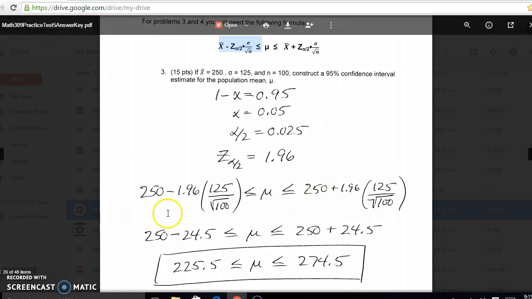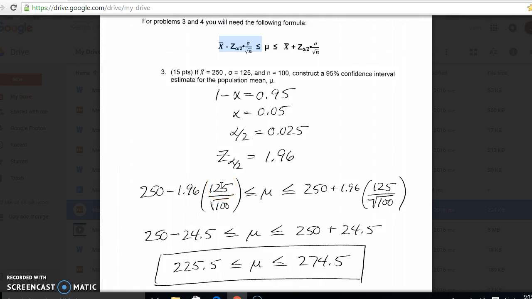So then we do our calculations. The first thing I would do is multiply the 1.96 times 125 and then divide by the square root of 100. The square root of 100 is 10. You're going to have to fool with your calculator, make sure you know how to do that calculation, and then you should end up with 24.5.